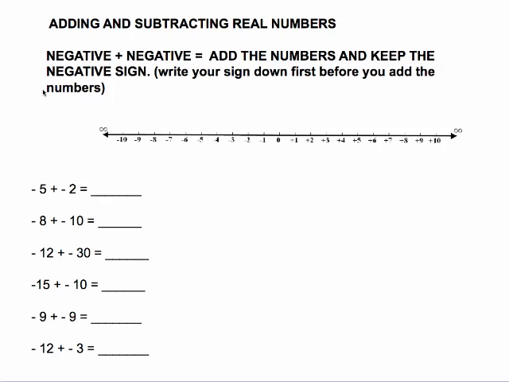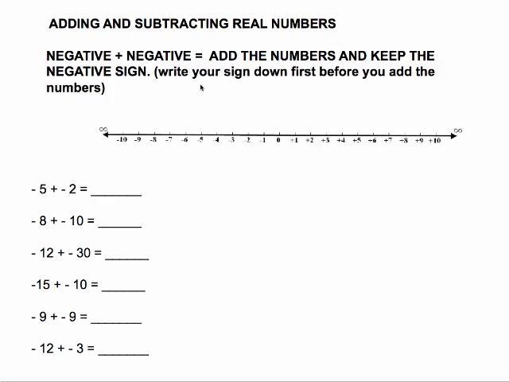This video will cover integer operations starting with adding and subtracting real numbers. Within adding and subtracting, there are several different scenarios you need to keep straight. The easiest one to look at first is a negative plus a negative. What you'll do is add the numbers and keep the negative sign.